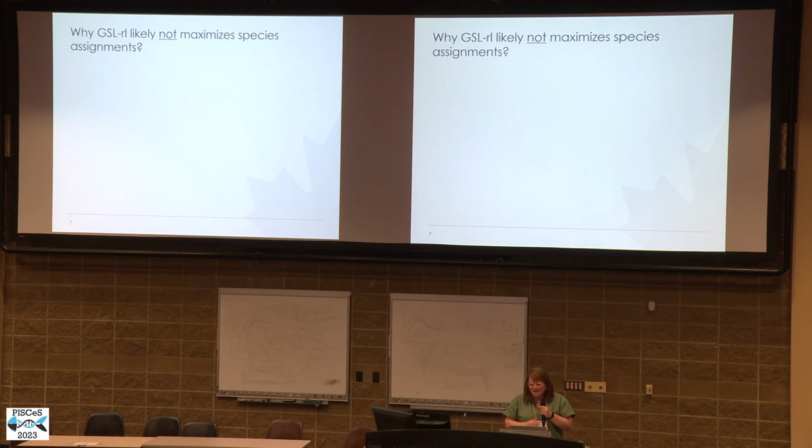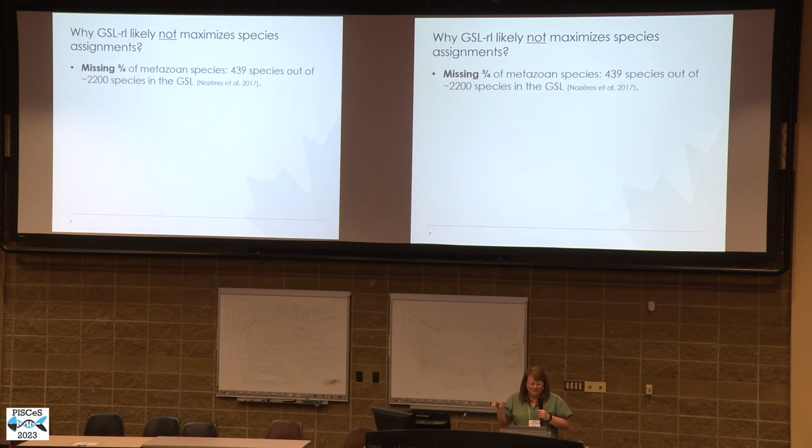So, why does the Gulf of St. Lawrence likely not maximize species assignment? It's pretty obvious from the figures I've presented earlier, but we also have a species list for the Gulf of St. Lawrence, knowing that there are a bit more than 2,200 species of animals, or metazoan, inhabiting the Gulf of St. Lawrence. So we're missing 3/4 of the species being present.